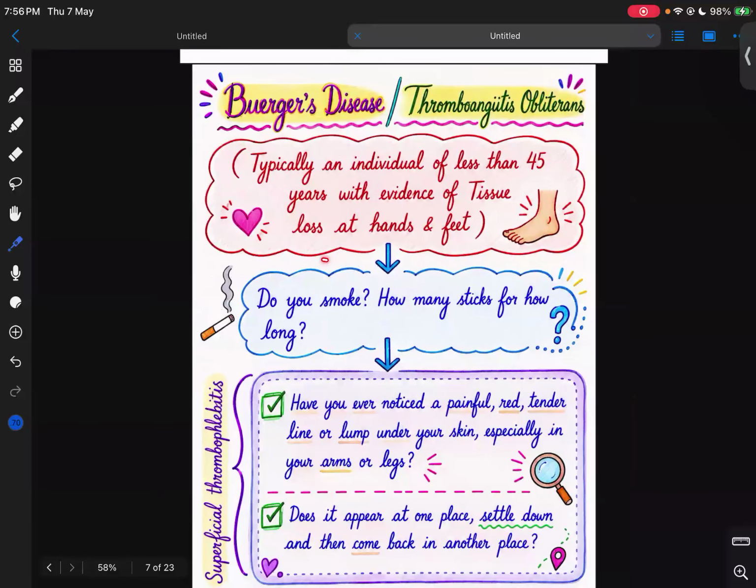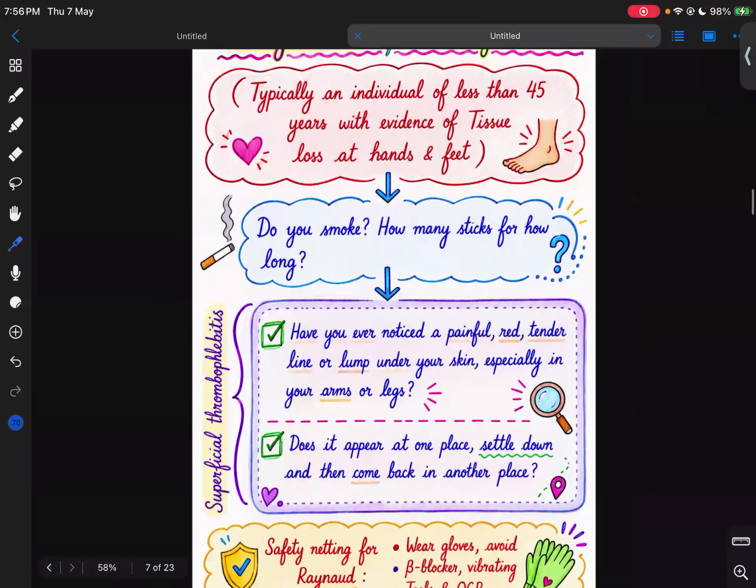In Buerger's disease, apart from smoking history, there's another particular history that the patient will give if you ask it. The history is superficial thrombophlebitis, and it migrates from one place to another. It happens that right from the starting of the amputation or ischemia, this superficial thrombophlebitis also happens. So how to ask for superficial thrombophlebitis?